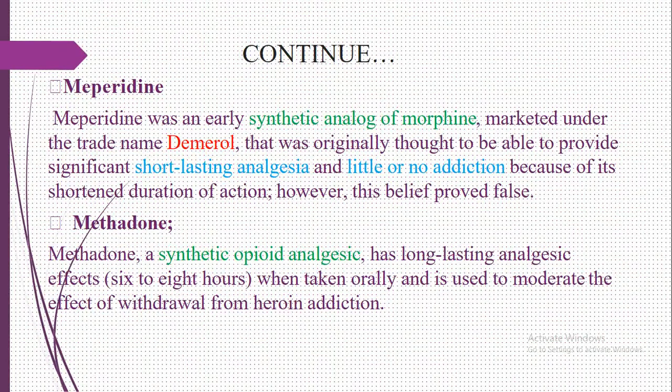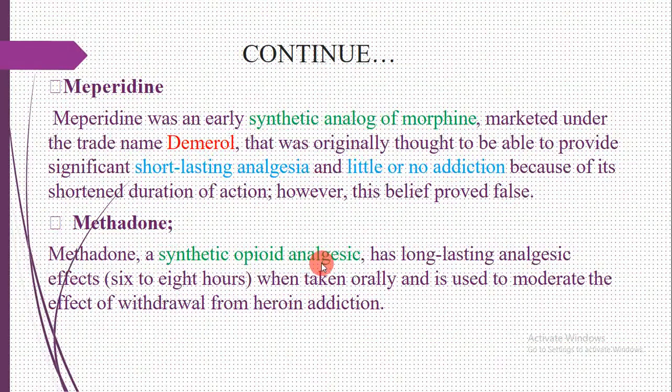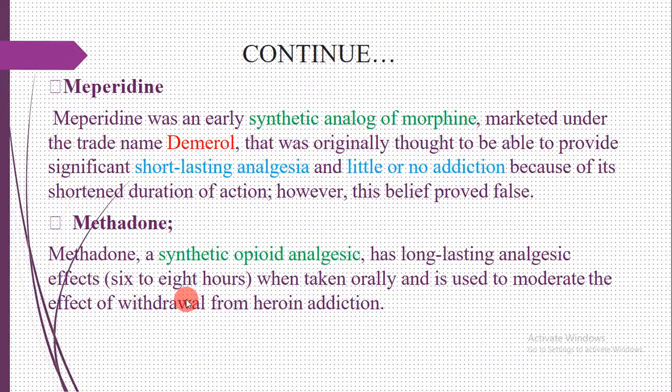Methadone, this is another agent. Now, what is methadone? Pharmacologically, methadone is a synthetic opioid analgesic. It is a drug which is used to relieve pain sensation as well as to induce sleep. It has long-lasting analgesic effects, 6 to 8 hours when taken orally, and it is used to moderate the effects of withdrawal from heroin addiction.